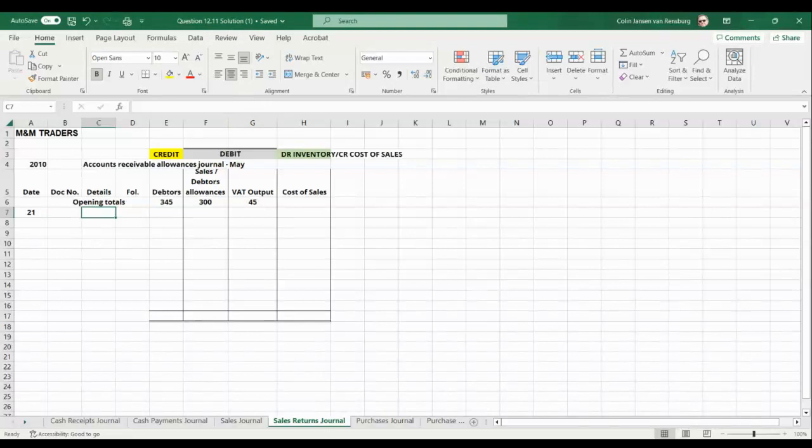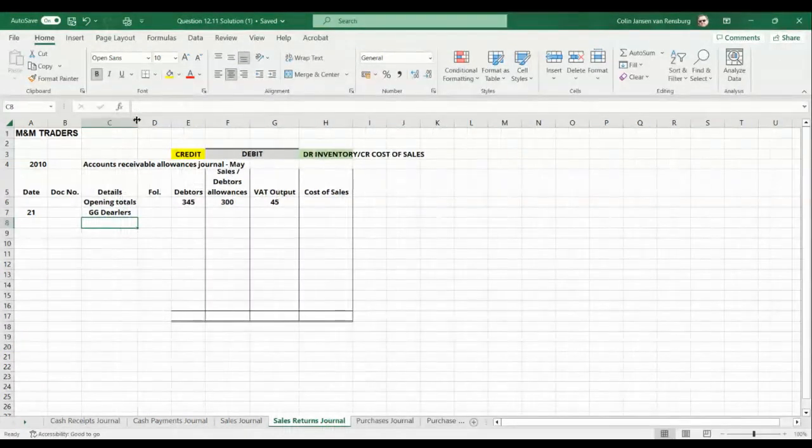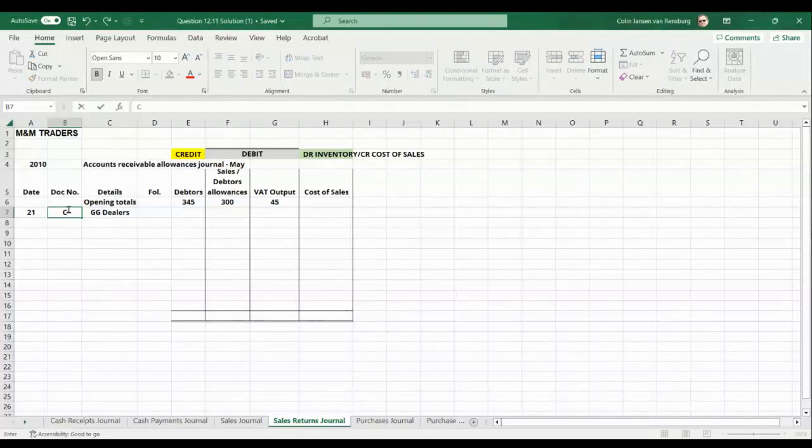Now, let me just go back to the question. Who was the person? GG Dealer. So we issued a credit note to GG Dealer. So let us just type that in. GG Dealers. I have to make that a lot longer. GG Dealers. Let's just say there that we will have pre-numbered credit notes. So let's say this one is credit note number 101. Just to give a document number.